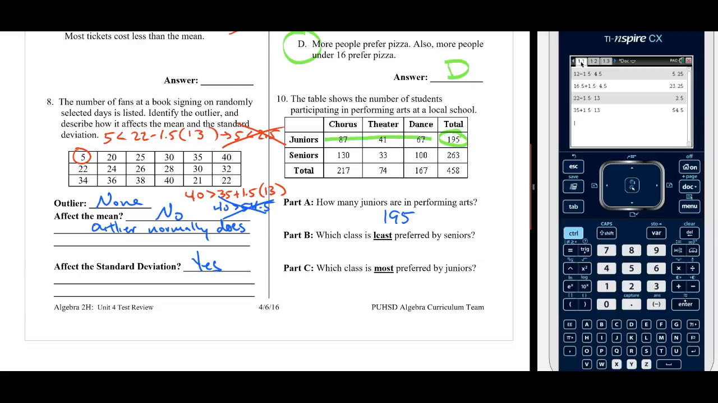Which class is least preferred by seniors? So I look at my seniors, and I'm looking for the smallest one, which is that guy. So that's theater. And finally, which class is most preferred by juniors? So look at my juniors. I want to find the highest one. That's going to be right there, which is chorus.